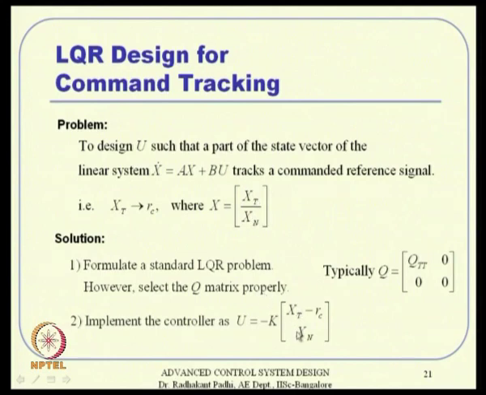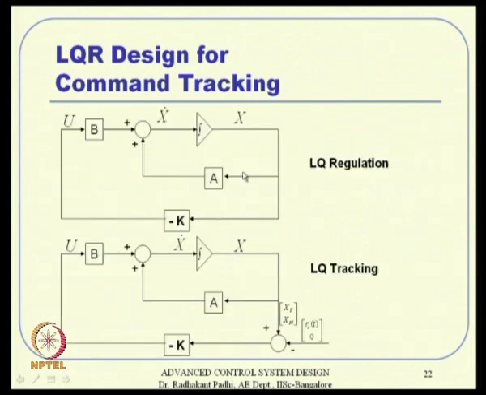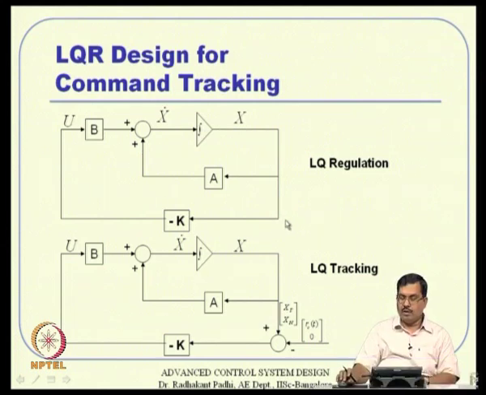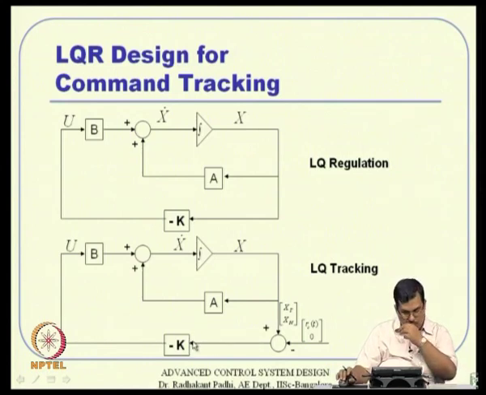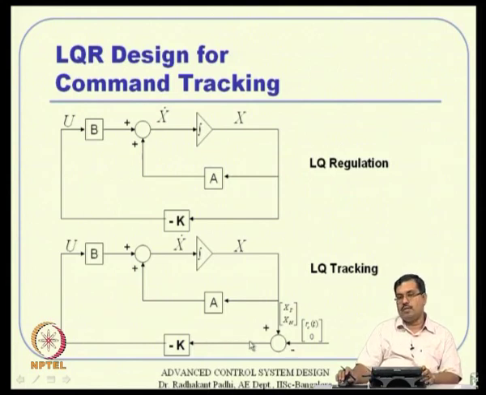instead of making it simply xt and xn, the first part you change to xt minus rc and then xn. If you operate it that way, then xt will go to rc. Pictorially, the LQ regulation problem operates this way, and all this happens nicely. But in the tracking problem there is a summation block where xt minus rc is what will be fed to the gain matrix. If you do that, xt minus rc will go to 0 and hence xt will go to rc, under the assumption that rc dot is 0.